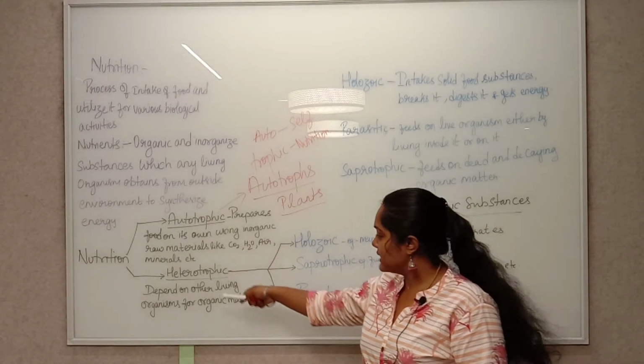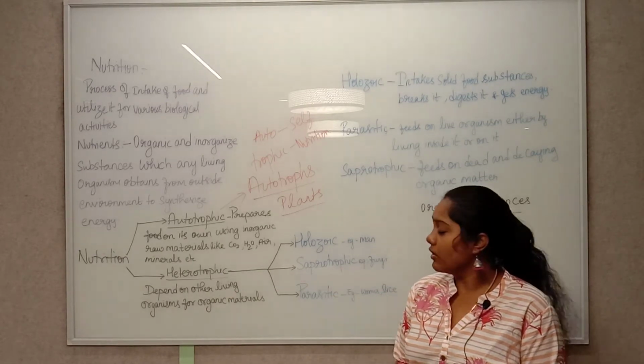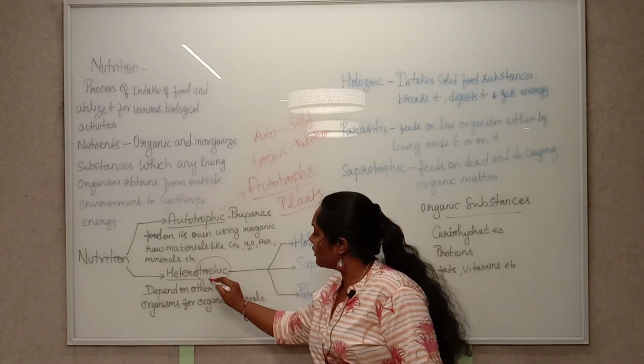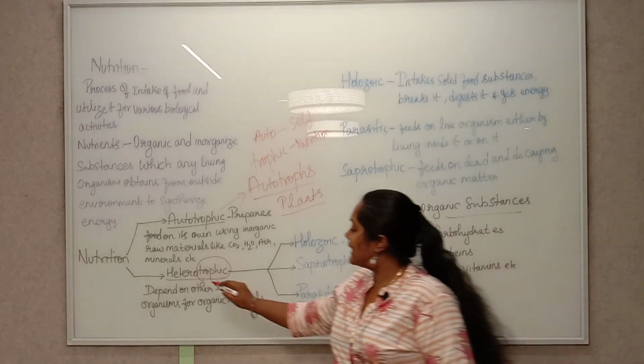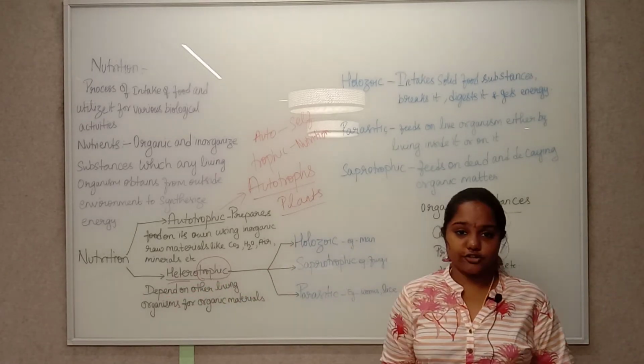Now the second one I said is heterotrophic. You already know the meaning of the word trophic. It means nutrition. Hetero means other nutrition.